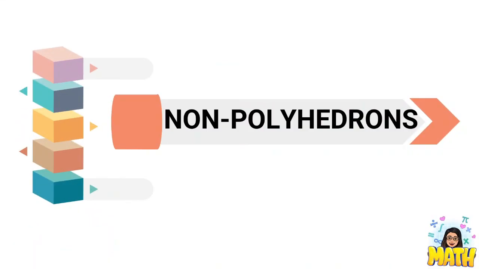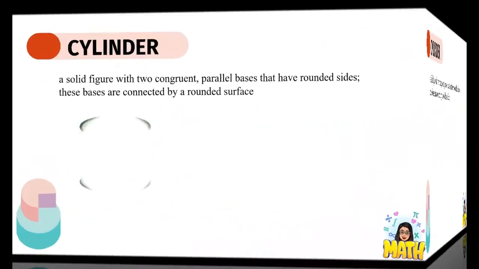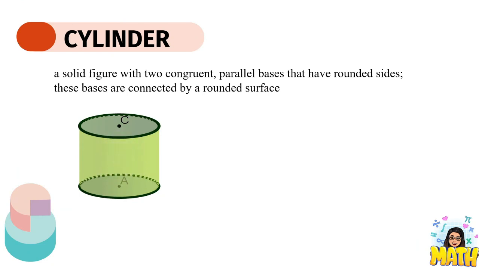Now, let's proceed to non-polyhedron. First, we have a cylinder. It is a solid figure with two congruent parallel bases that have rounded sides, and these bases are connected by a rounded surface. So instead of using faces, put here surfaces. Here, we have two for the bases that are circles, or yung tinatawag nga nating rounded sides, and this curved face. So a total of 3 surfaces.